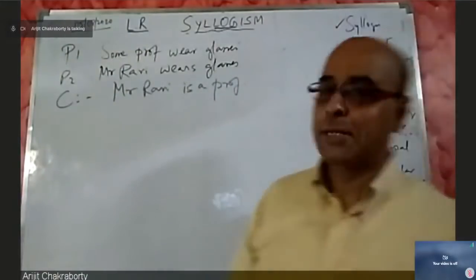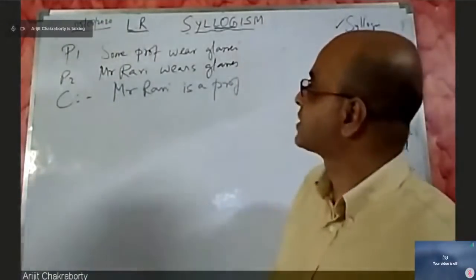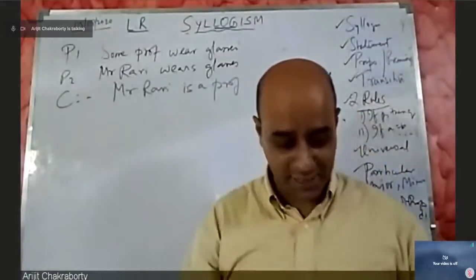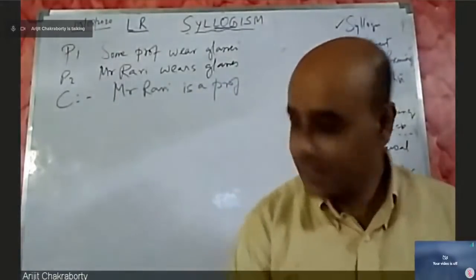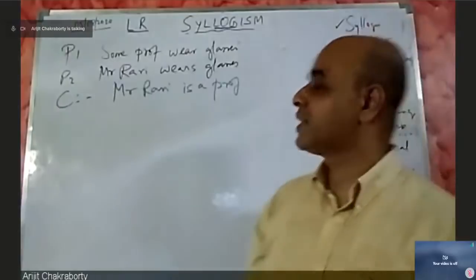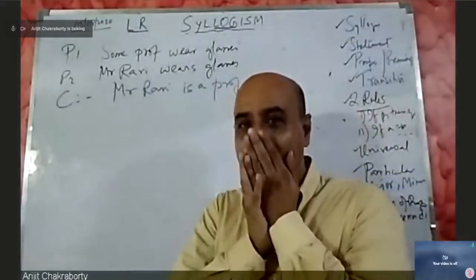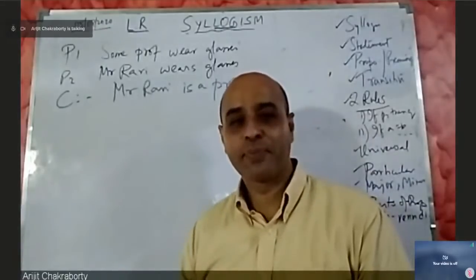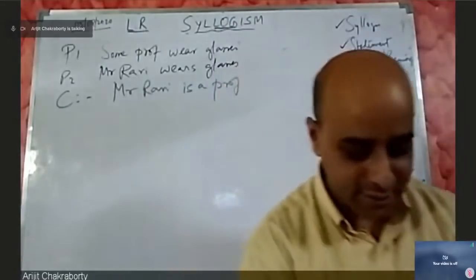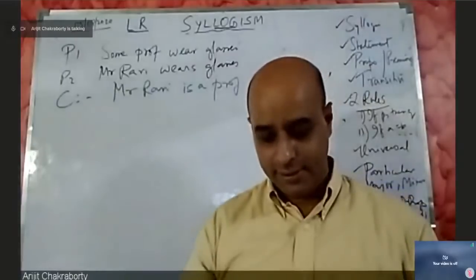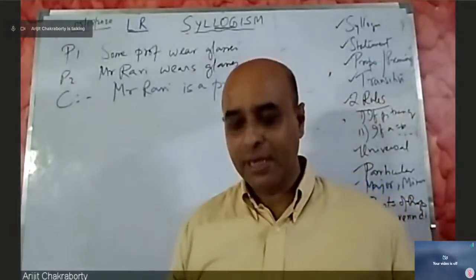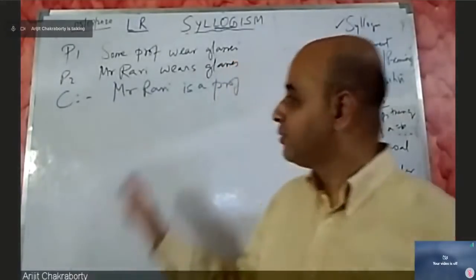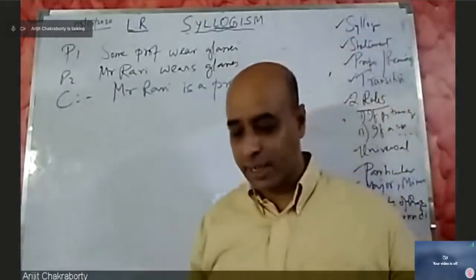Okay. Some professors wear glasses. Next is Mr. Ravi wears glasses. So can you have the conclusion, Mr. Ravi is a professor? Just check. Well, let me try to draw the Venn diagram and see whether this is correct.